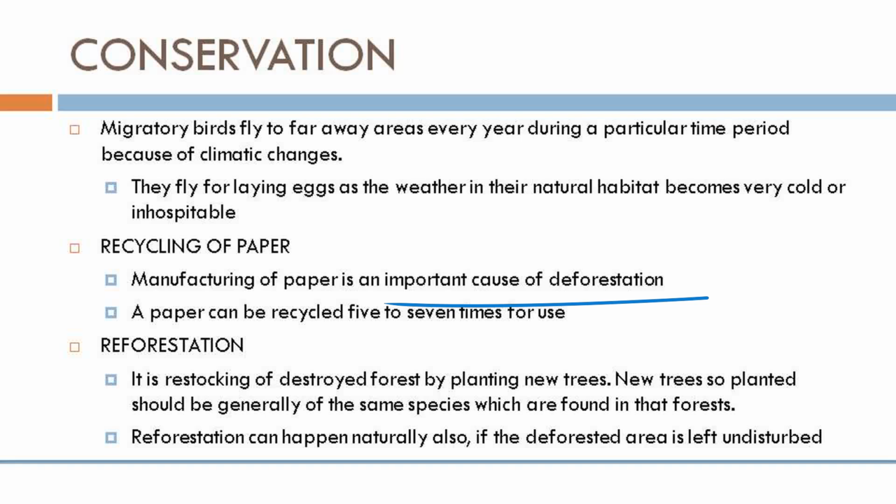For conservation of plants and animals, reforestation is the need of the hour. Reforestation is restocking of destroyed forest by planting new trees. New trees so planted should generally be of the same species which are found in that forest. It is not necessary that reforestation is done by humans. It may also happen naturally if the deforested area is left undisturbed for some time.